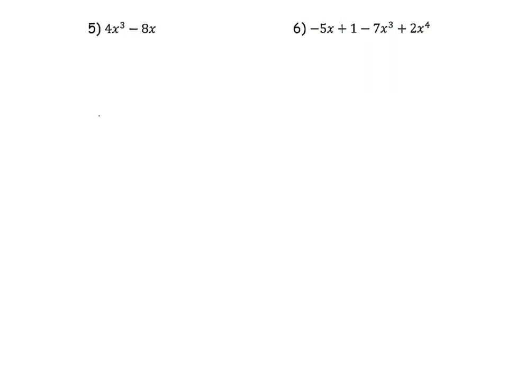5 and 6. What is the degree of number 5? No, look at the exponent. Third. However, this is a binomial. There are only two things. First thing, second thing. Binomial.